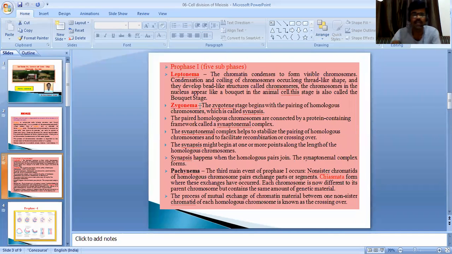Then the second stage is zygonema. Zygonema is also known as zygotene. The zygotene stage begins with the pairing of homologous chromosomes. Pairing of homologous chromosomes occurs, and it is called synapsis. The paired homologous chromosomes are connected by a protein-containing framework called the synaptonemal complex.